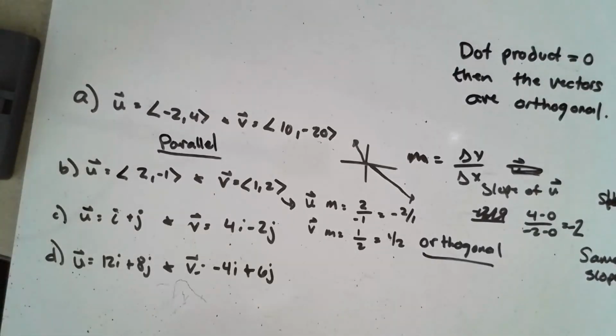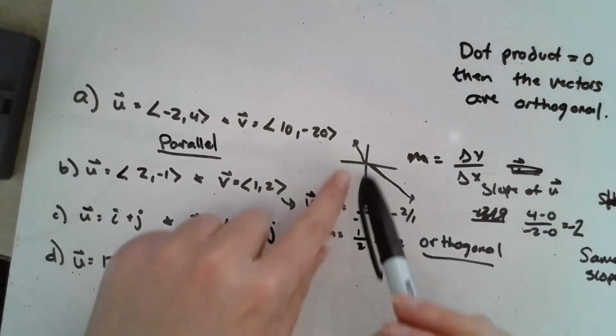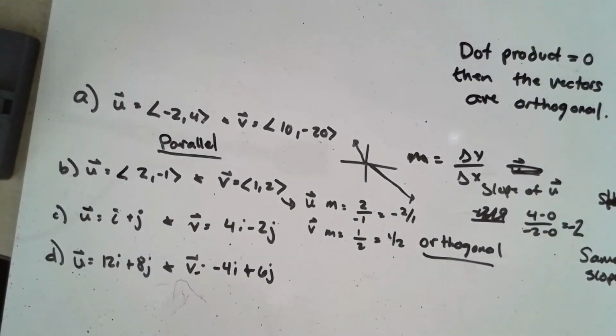So we can find the slope of these vectors, and because they're in component form, they always have a point of 0, 0. So it's really, really fast to find that slope. And if they are the same slope, parallel. If they're opposite reciprocals, orthogonal. And if they're neither of those, then they're neither parallel nor orthogonal.